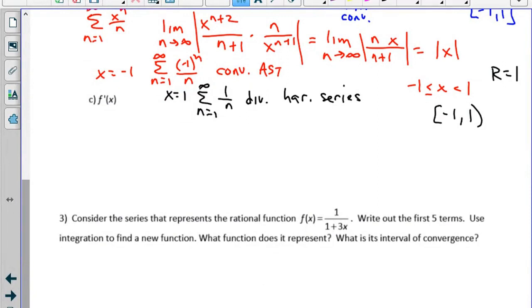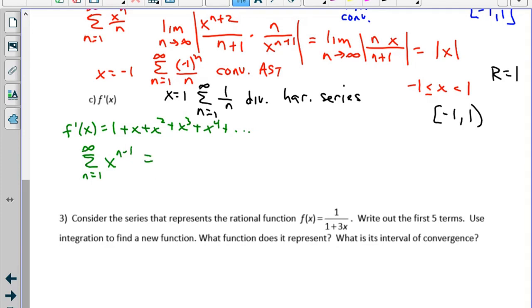So now if I take the derivative of the original function, f prime of x equals 1 plus x squared plus x cubed plus x to the fourth, and so on. This is the sum of n equals 1 to infinity of... sorry, no, that's a lie. Sum of n equals 1 to infinity of x to the n minus 1, which is the same thing as the sum of n equals 0 to infinity of x to the n plus 1.